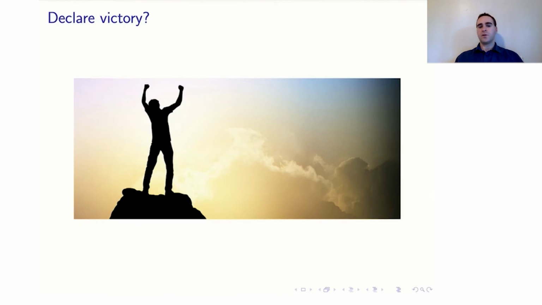So at this point, we could declare victory and just say, okay, great, we have a mechanism that is going to get within epsilon of the optimal Nash welfare, and it handles incentives. So where do we go from here?